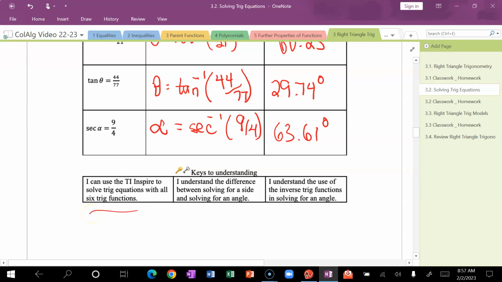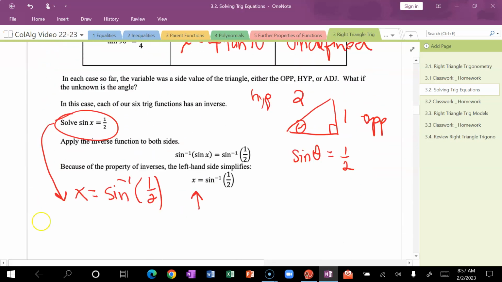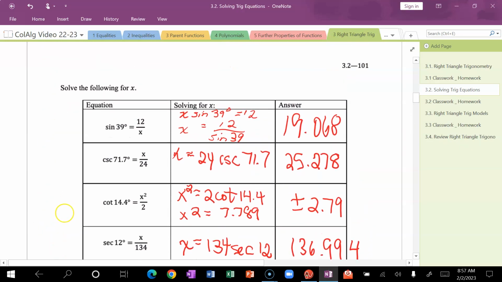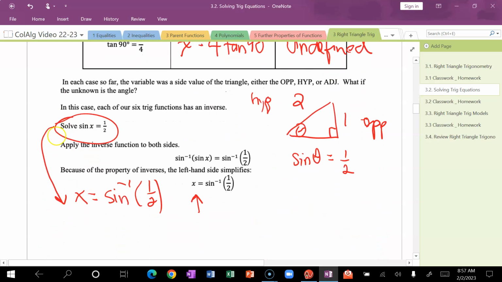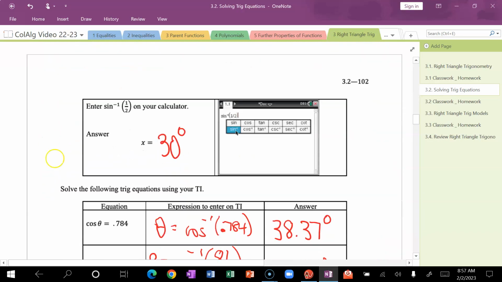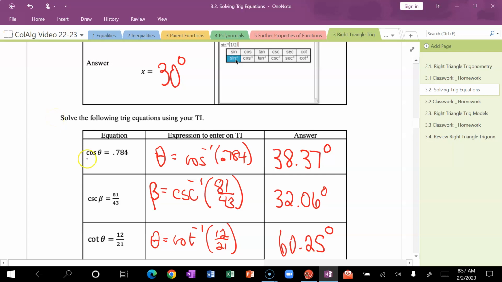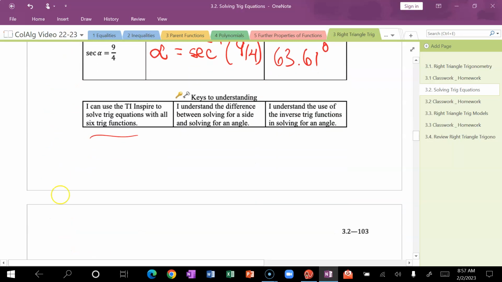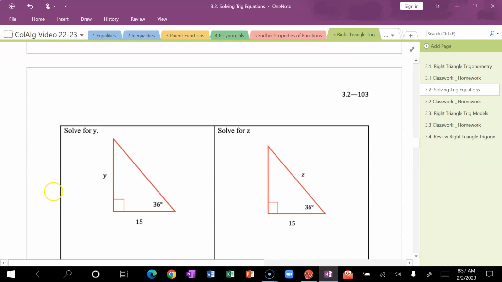to solve all 6 trig functions. Understand the difference when we're solving for a side versus solving for an angle. When you're solving for a side, like we did in the first one, your goal was to isolate the x and then just input in the calculator what you had. When you're solving for the angle, every time here I had to use the inverse function. So the inverse cosine, inverse cosecant, inverse cotangent. Okay, that's the way you solve for the angle, and right now the angles are solved in degrees.